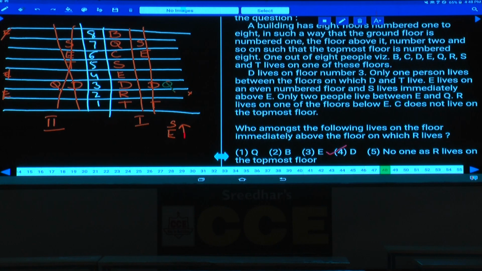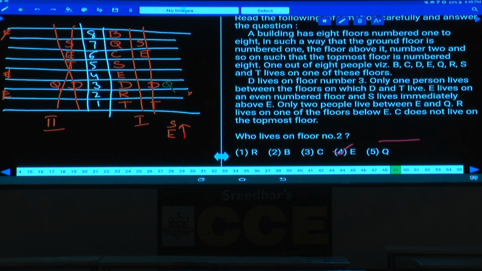Then question number 48. Who among the following lives on the floor immediately above the floor on which R lives? Immediately above the floor on which R lives, who is that person? D. D, that is given in choice 4. Then question number 49. Who lives on floor number 2? Now, R lives on floor number 2, that is choice 1.